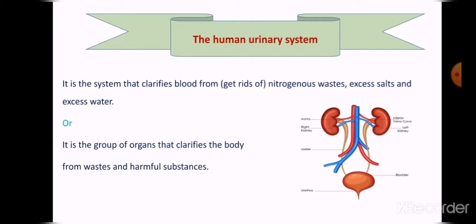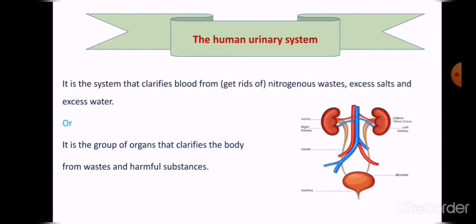And as we know from the last video, the excretory wastes are nitrogenous wastes as urea and uric acid, and excess salts and excess water. And also the carbon dioxide gas, but the carbon dioxide gas is not expelled outside the body by the human urinary system. The carbon dioxide gas and some water vapor are removed by the two lungs during the exhalation process.